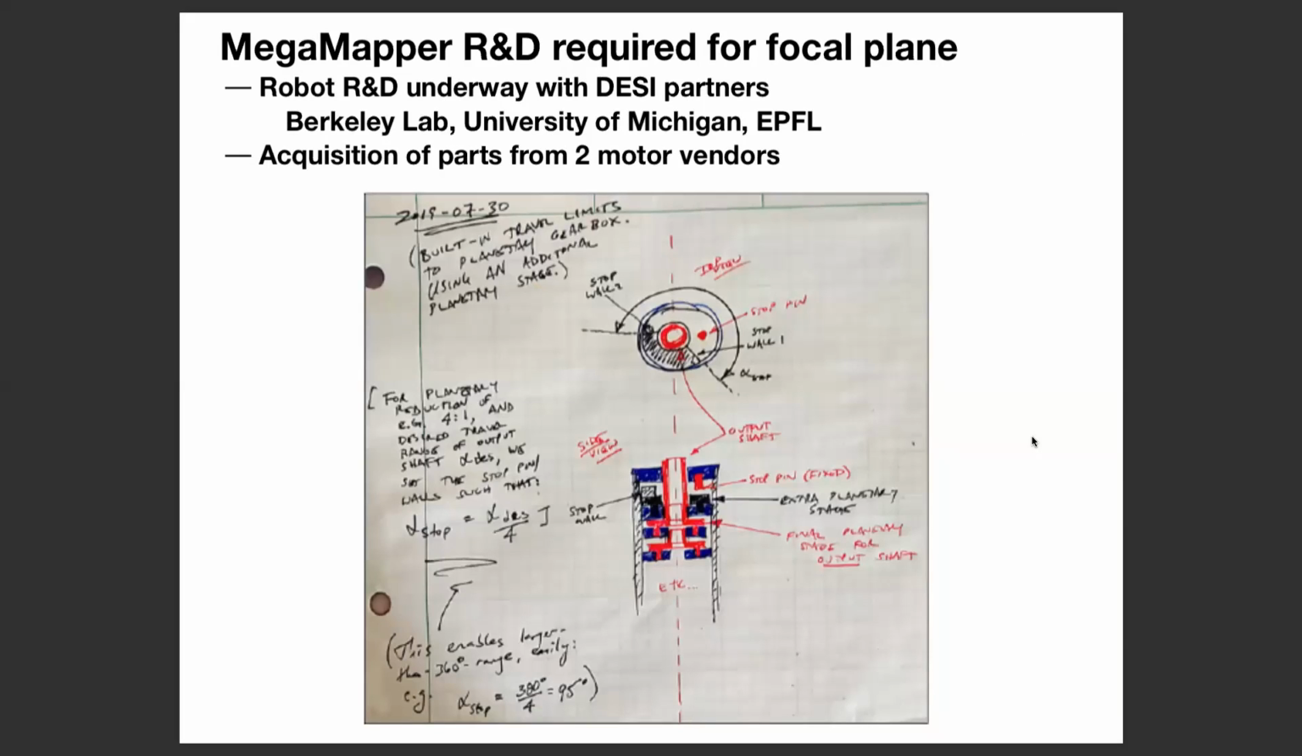So this is R&D that's underway right now by the same members who did this R&D for the DESI project. They're working with 2 motor vendors right now to prototype the motors and components that would be needed for this. I show this because this is the one funded part of the project right now, to do this R&D. So whether or not MegaMapper happens, these robots will be designed and built, and hopefully will offer an affordable option for either this project or another project in the future.